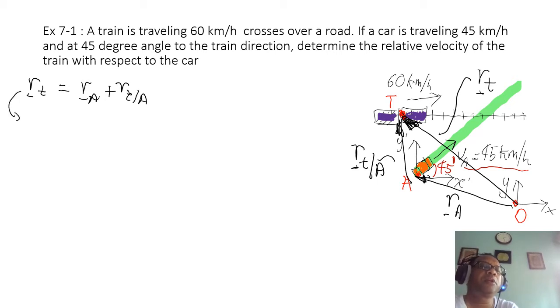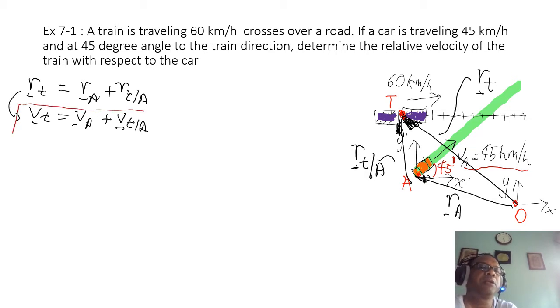So from here you can get the velocity of the train equals velocity of A plus velocity of the train relative to A. A is a car, yeah? Because we just want to find the relative velocity of the train relative to the car. So this is the vector equation that we want to solve.